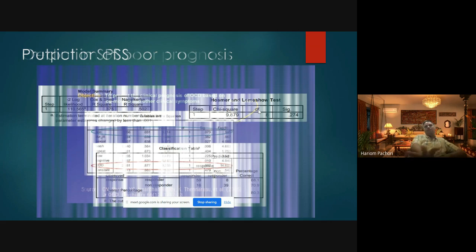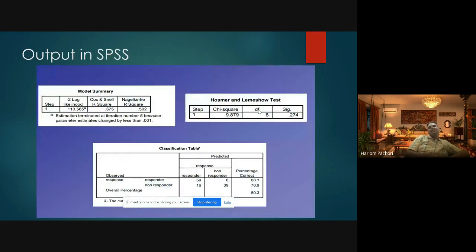Another thing you will get in all SPSS output is the model summary, which I have also defined earlier. Which value should be reported? Here they have given many values: first the -2 log likelihood, the Cox and Snell R square value, and this one, the Nagelkerke R square value. Which one do we need to report?